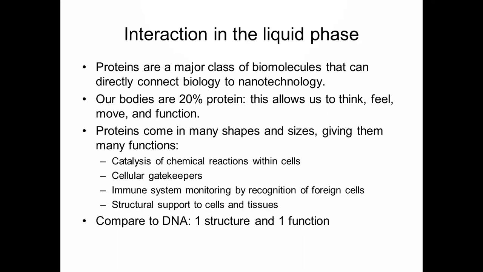These proteins give many functions in the body. They act as catalysts for reactions. They're cellular gatekeepers, as we just discussed. They help with the immune system. They help monitor and recognize foreign cells and foreign objects within the body. And as we've seen before, proteins act as support for cells and tissues, as we looked at in the lipid bilayer a little bit ago. These proteins are very complex. Not that DNA is simple, but DNA is one structure with one basic function, to be a template for RNA, whereas proteins have a myriad of different interactions that they perform within the body.